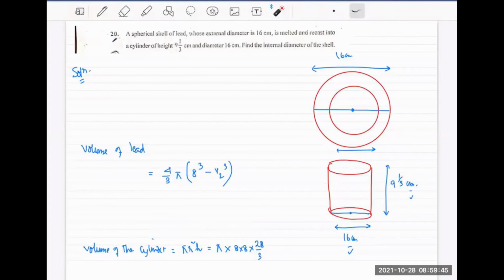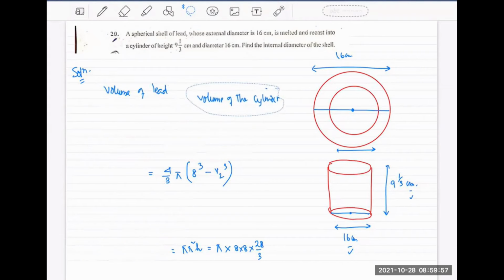Okay, so the volume of lid should be equal to volume of cylinder. So these two values, they should be equal. Okay, so in the next step, we will have volume of lid is equal to volume of cylinder.